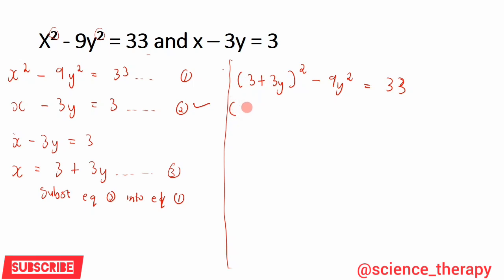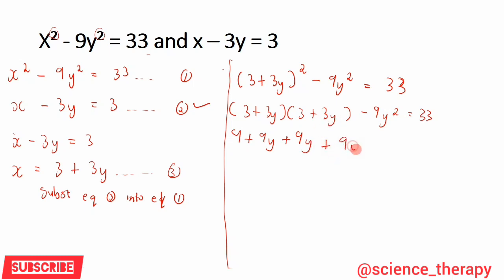Now solving this, we know that this will expand to 3 plus 3y times 3 plus 3y, minus 9y squared is equals to 33, right? Now let's solve here. We have 3 multiplied by 3, that gives us 9, and then 3 multiplied by 3y gives us 9y, and then we have this 3 here multiplied by 3y, that gives us 9y, right? Remember, that's foiling, and then we have this 3y times 3y, so we have plus 9y squared. Then we also have this one, so we drop it as it is, minus 9y squared, is equals to 33.